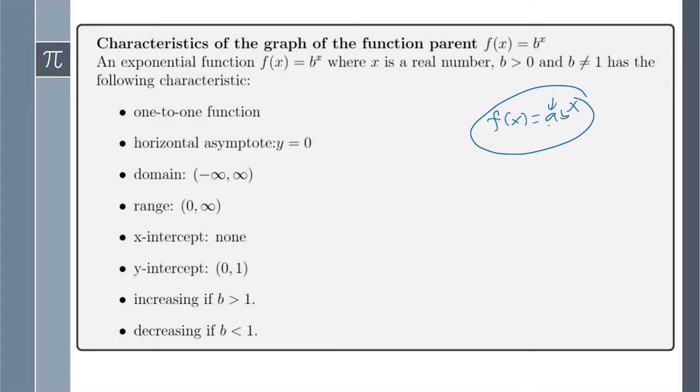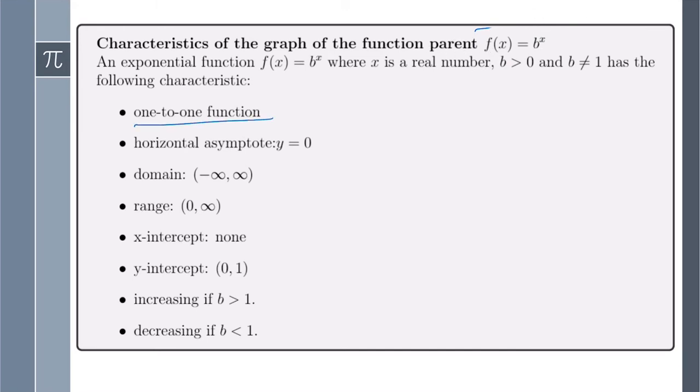This a is, we are just multiplying and we are just doing the transformation. Okay, we are doing the vertical stretch or shrink. That's what this a does. So the parent function for any exponential function is f of x equals b to the x. So there are some characteristics for this. Just looking at that function, we can say this, okay?